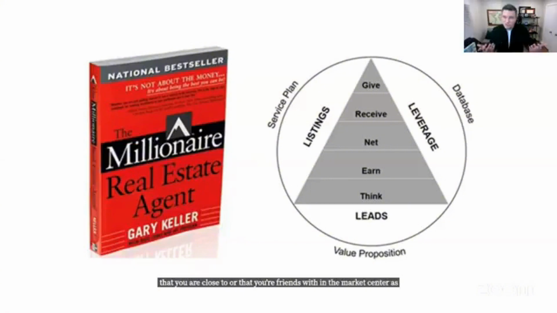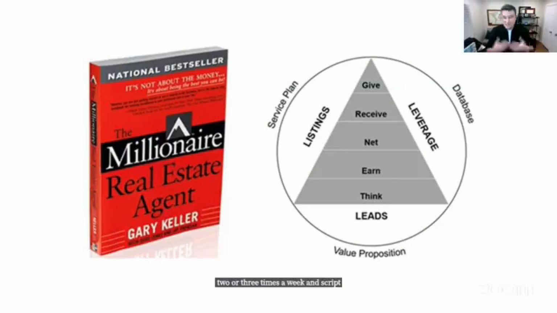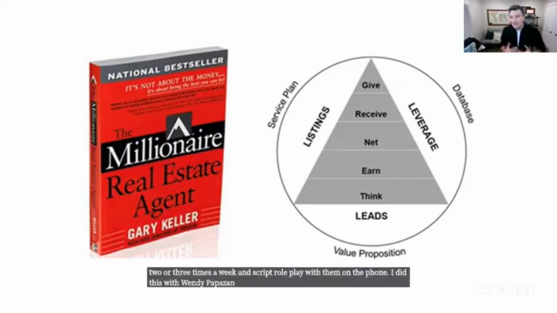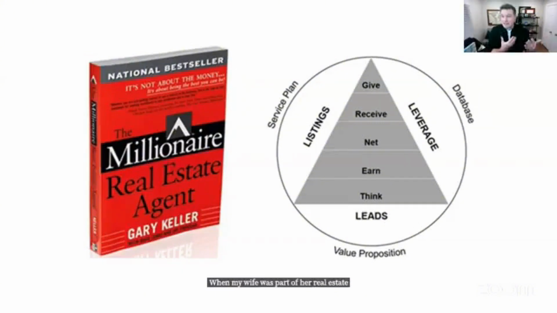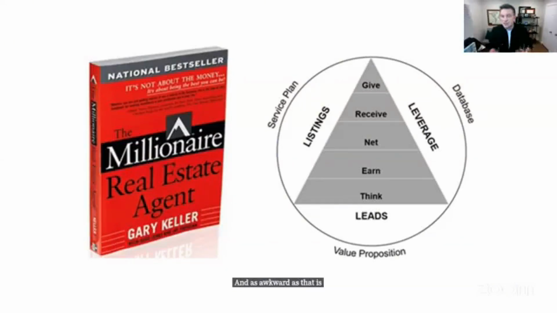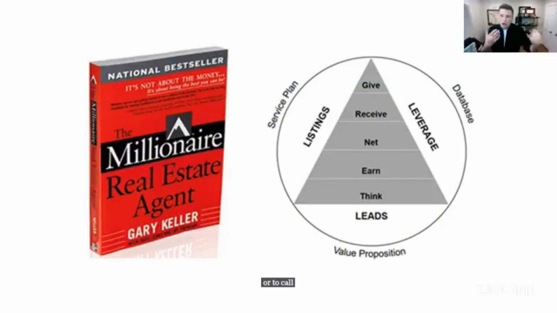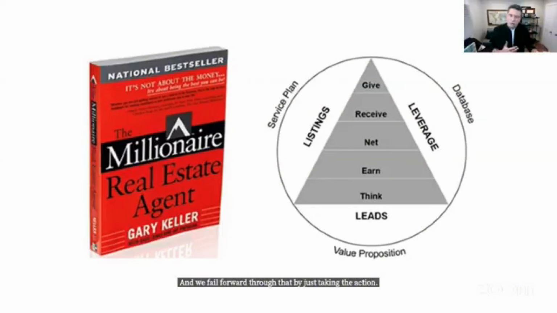And so many agents fail to do this. I did for a long time. I was worried about how weird it would feel to call up an accountability partner two or three times a week and script role play with them on the phone. I did this with Wendy Papazan during our Bold class that we took together here in the United States, when my wife was part of her real estate team. We called each other and we practiced our scripts and handling objections. And as awkward as that is, it helped build our skill so that the next time I picked up the phone to lead generate or to call for a recruit as a leader, I was ready to handle those things. That was skill building. And we fail forward through that by just taking the action, learning from what went well and what went wrong, and we move on.